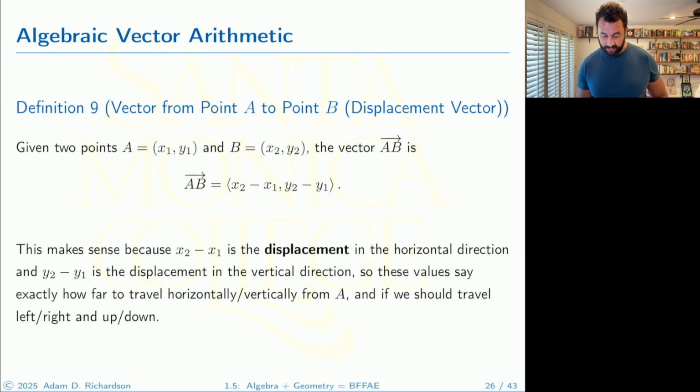So the vector that goes from this point x1, y1 to this point x2, y2 is given by this vector. You take the difference in the x coordinates and the difference in the y coordinates, and that's your displacement vector. And this makes sense, because x2 minus x1 is the displacement in the horizontal direction, and y2 minus y1 is the displacement in the vertical direction. That's how you get the displacement vector from A to B.